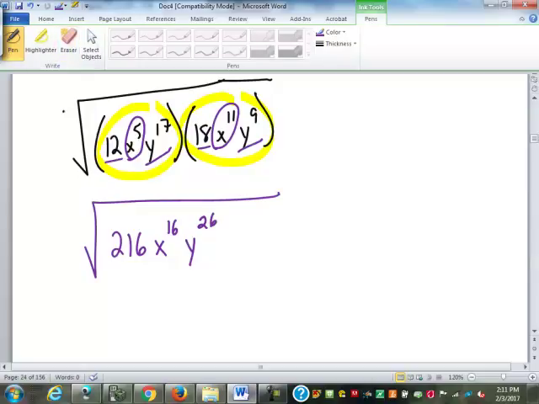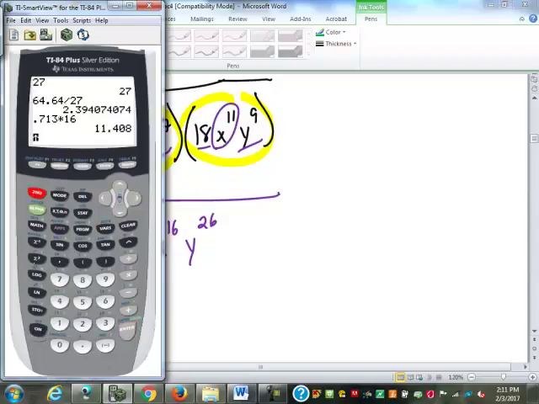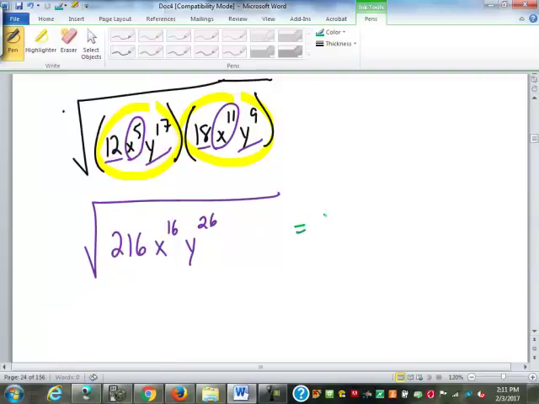So, you got a square root. Square root of 216 is 14.69. Perfect. How about the x to the 16th? Square root of x to the 16th? X to the 8th. Square root of y to the 26th? Y to the 13th. Perfect.